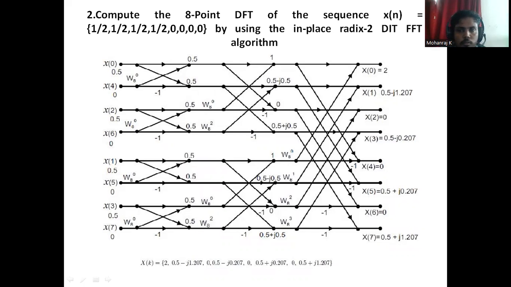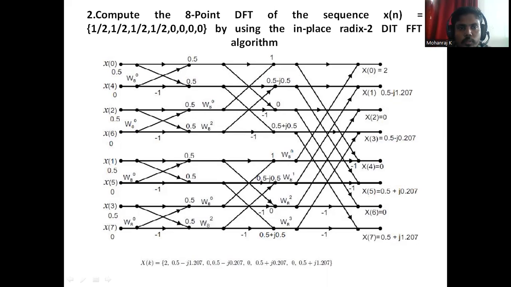Good morning, students. Today we are going to discuss how to find the 8-point DFT of the sequence x[n] = 1/2, 1/2, 1/2, 1/2, 0, 0, 0, 0 by using the radix-2 DIT FFT algorithm. DIT is nothing but decimation in time FFT, a fast Fourier transform.